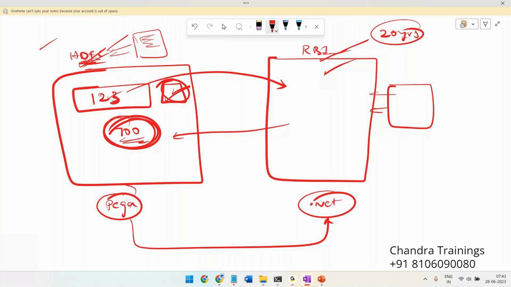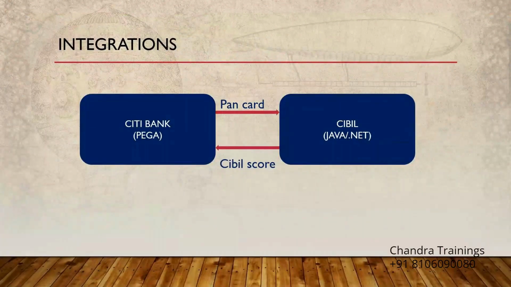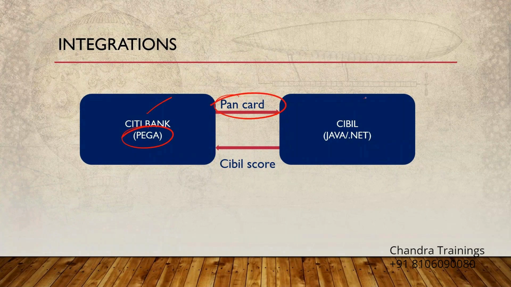So here Pega is one thing, maybe this is developed on Java, and this is different. Whatever it is, irrespective of the background technologies, we have to integrate. Those integrations are completely inbuilt and more secure in Pega. Consider this is a Citibank application developed on Pega. If you are sending a PAN card request, the third party system has to process it and send it back. So in between there should be transmissions.